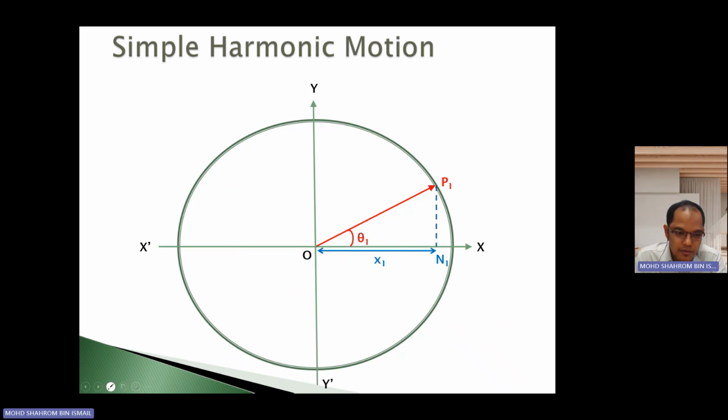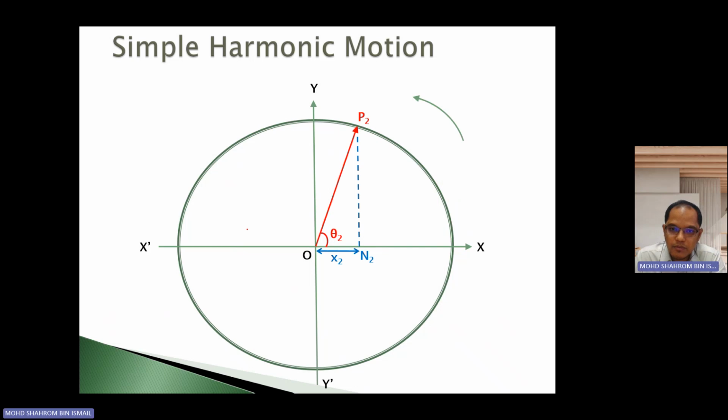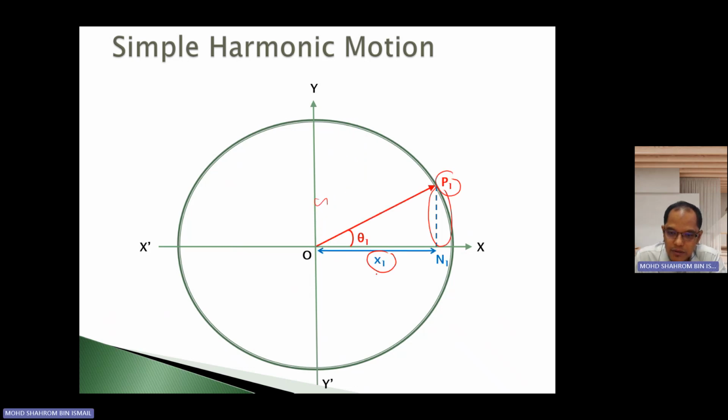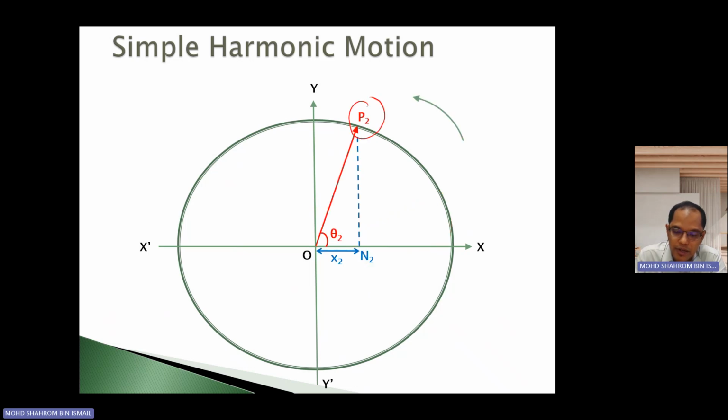The same goes for this case. From point 0 to N1, the distance is X1, and then it goes up to P1. This is more or less similar to a vector. The same goes for P2. If you compare these two cases, the distance X1 is greater than X2.